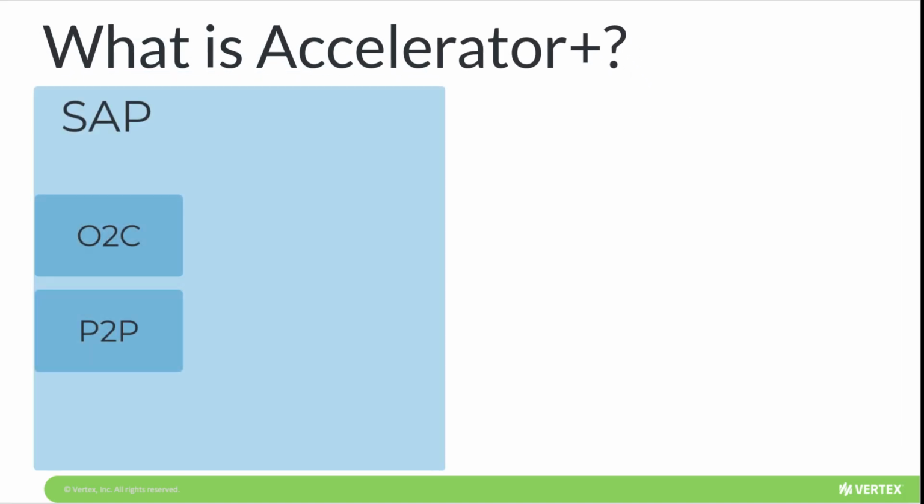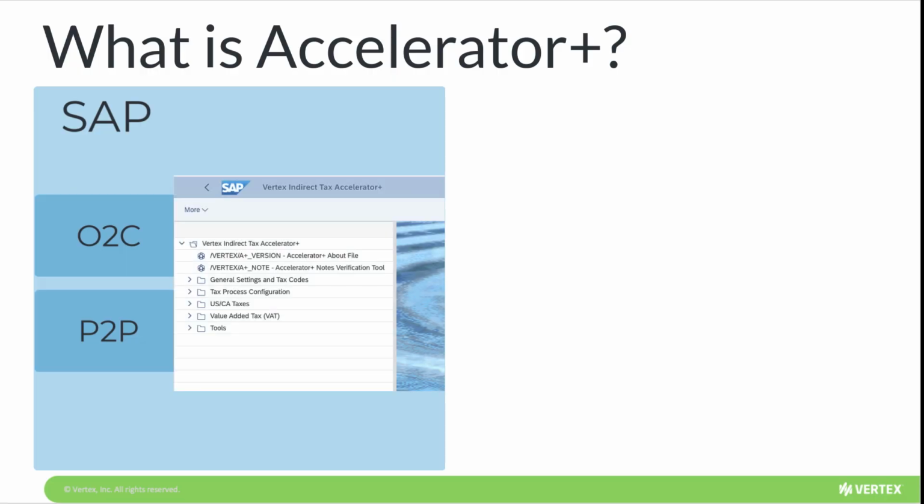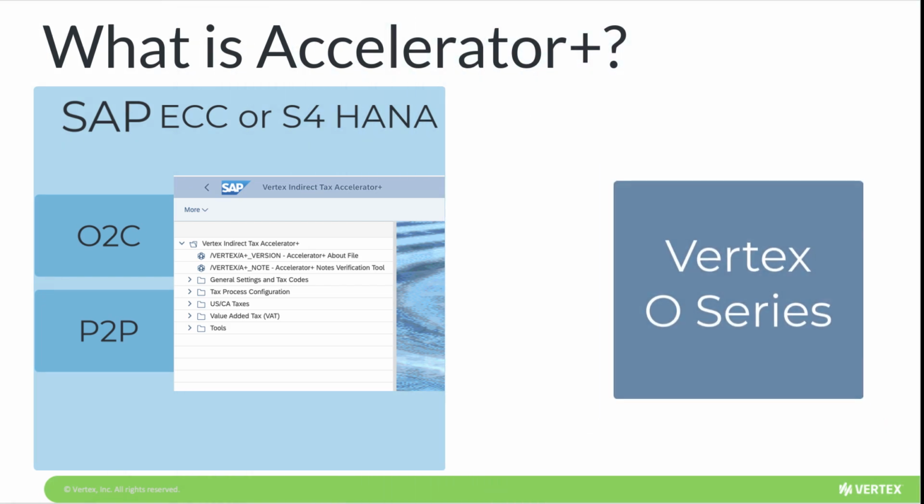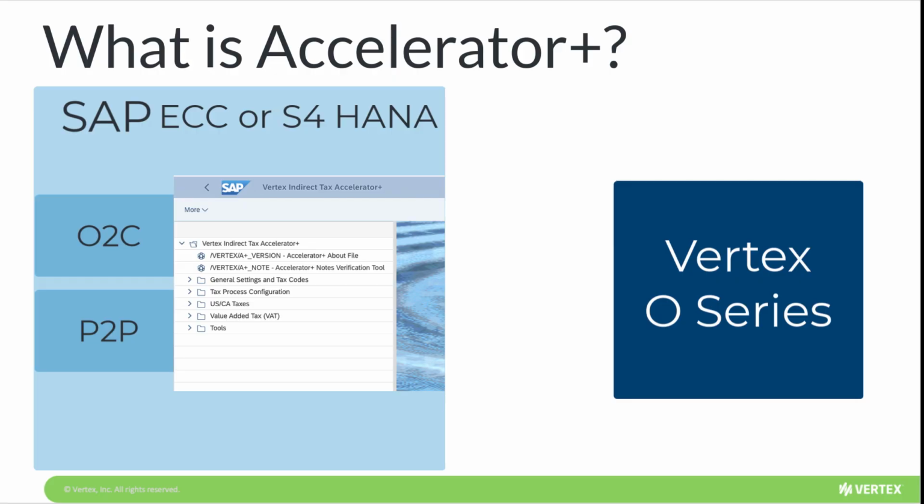Accelerator Plus is a suite of programs you install in your SAP environment. It can be deployed in ECC, S/4HANA on-premise or private cloud. However, it cannot be deployed in S/4 public cloud. Accelerator Plus is compatible with all versions of Vertex O series.